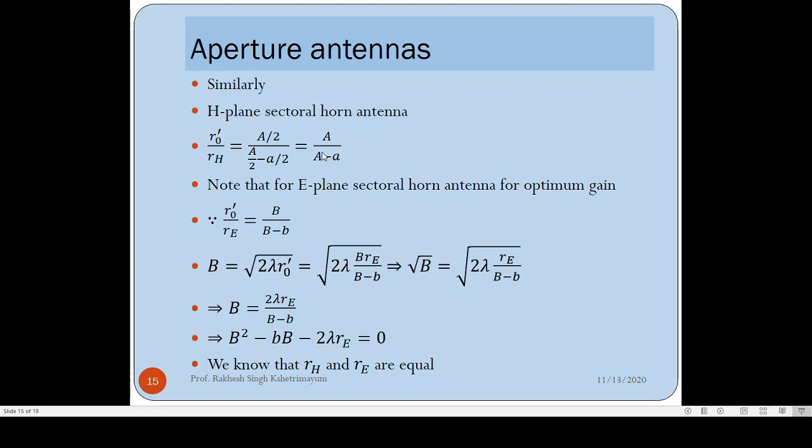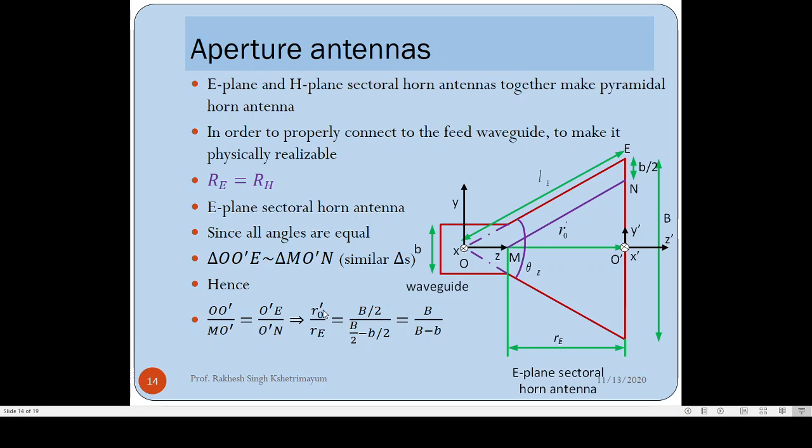For the H-plane sectoral horn antenna, you can also have a similar relation by doing similar analysis. You can find the ratio of R naught dash divided by Rh equal to capital A by capital A minus a. So now using these two relations, we will try to develop an equation for finding out the dimensions of the pyramidal horn antenna when the gain of the horn antenna is given. You know that R naught dash by Re is equal to capital B divided by capital B minus b. This is the relation we have just derived.